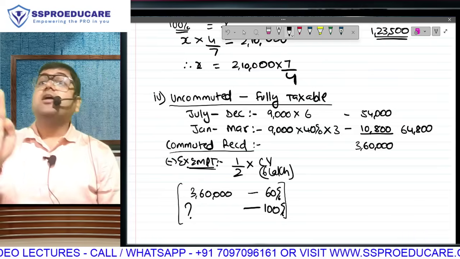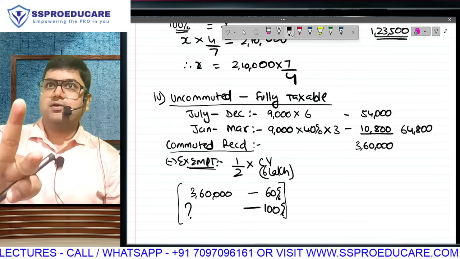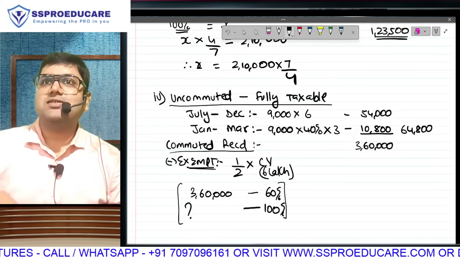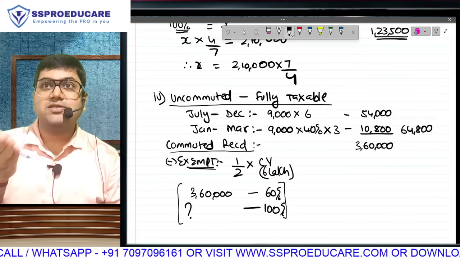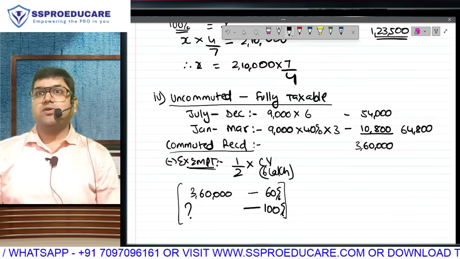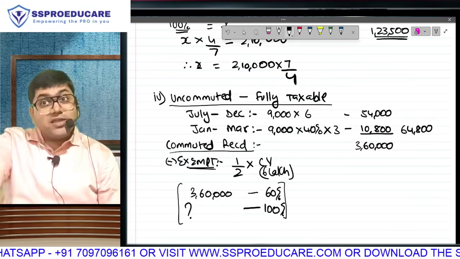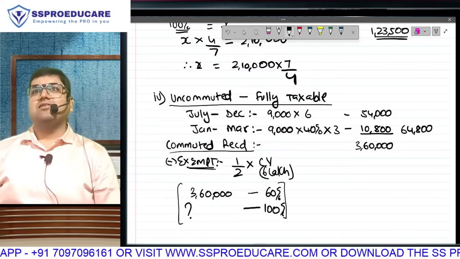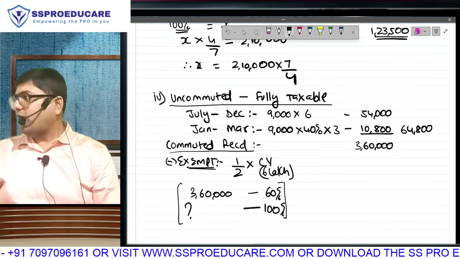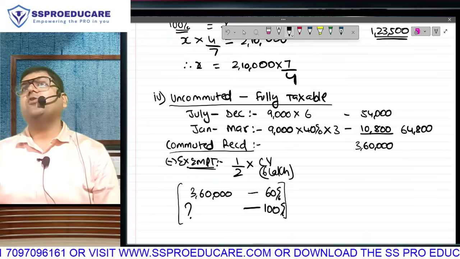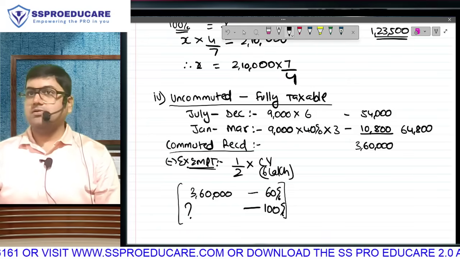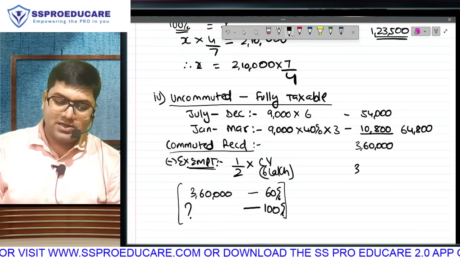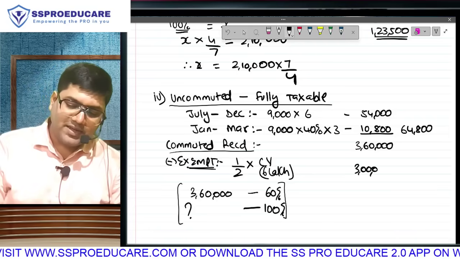Understand, please. If he would have taken full commuted, he would have received 6 lakh and the 9,000 would have stopped. But how much percentage has he commuted? Look at the question. 60%. So he got 60% of 6 lakh, which is 3,60,000. But the 1/3 and half exemption will always be applied on the 100% amount. The 100% amount is how much? 6 lakh. So half of it, 3 lakh, will be exempt.